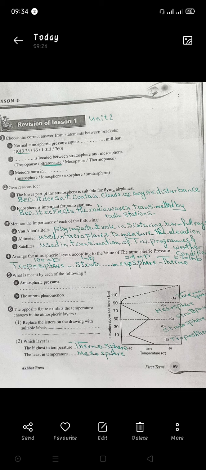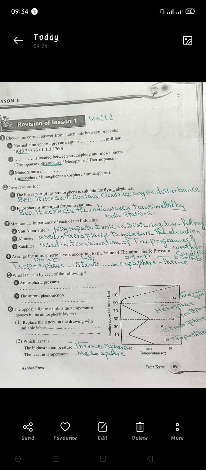Let's move to question number 6. The opposite figure expresses the temperature change in the atmospheric layers. Question number 1, replace the letters on the drawing with suitable labels. If we start from the lower part, E refers to the troposphere layer. D refers to the stratosphere layer. Point C refers to the stratopause, between the stratosphere and mesosphere. Letter B refers to the mesosphere layer, and letter A refers to the thermosphere.